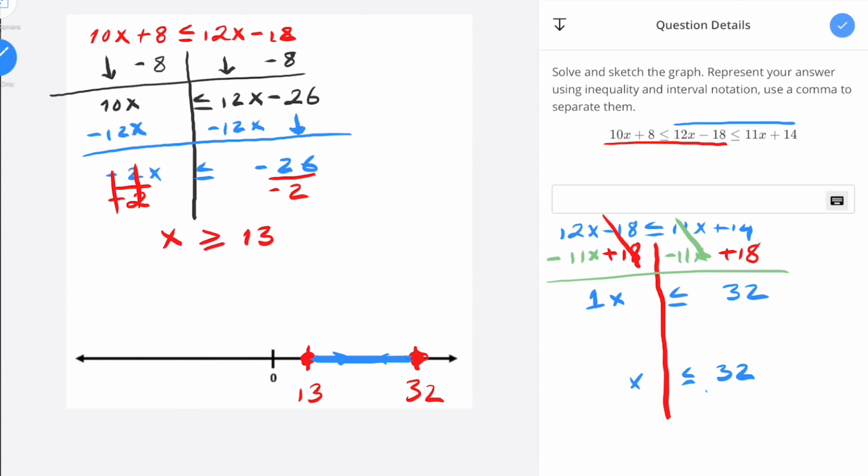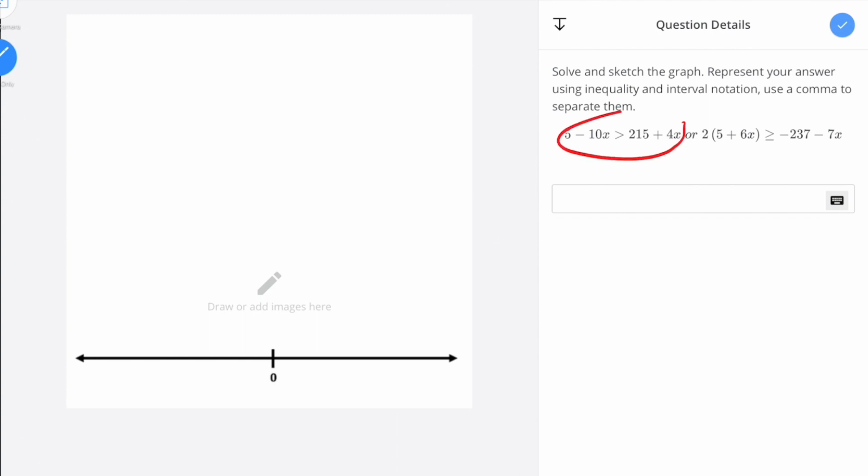Next, let's write the inequality. So 13, closed circle, x, closed circle, 32. And of course we have our interval notation, 13 comma 32. Both are closed inequality, all right? So 1, 2, take care of that.